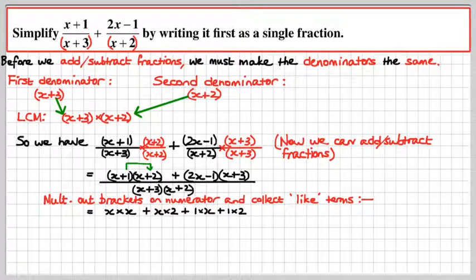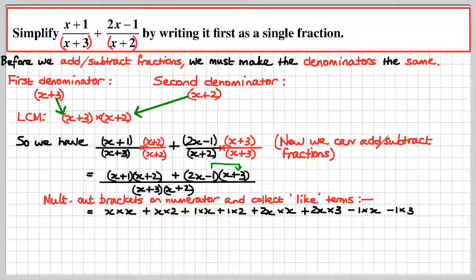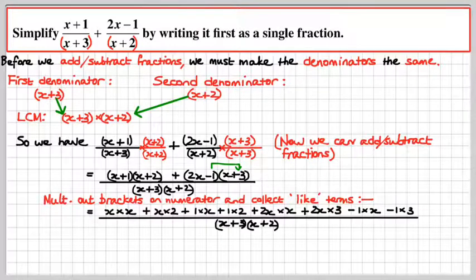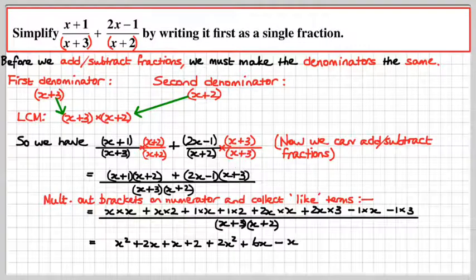Now, next term over here now, we're going to get, okay, 2x times x. This one's going to get us plus 2x times 3. This next one's going to get us minus 1 times x, and this one here is going to get us minus 1 times 3. Right, it's all over that thing. Now let's just simplify this big mess up here, see what we can get. That's x squared plus 2x plus x plus 2 plus 2x squared plus 6x minus x minus 3, all over that.